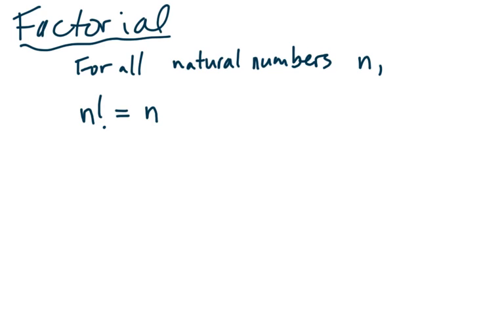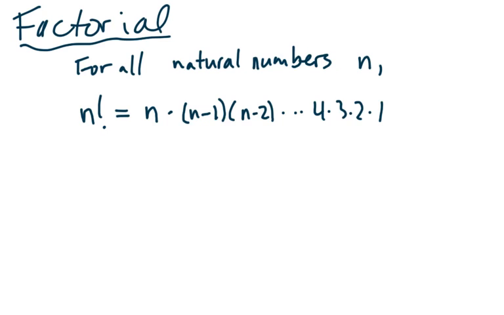N factorial means n times every natural number smaller than it. So n times the next smallest natural number, n minus 1, times the next smaller one after that, times dot dot dot, until you get to 4 times 3 times 2 times 1. And of course the times 1 doesn't do anything, but it helps preserve the pattern, so we use it when we're getting used to it.